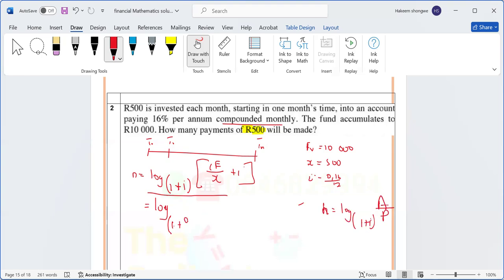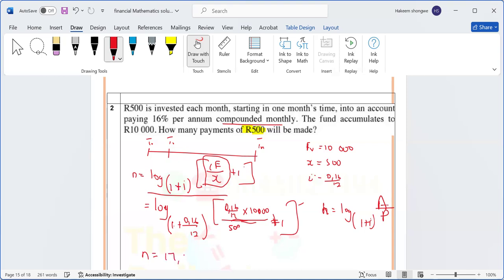So you have 0.16 divided by 12. Open a bigger bracket. We have I, which is 0.16 divided by 12, all over 500, multiplied by 10,000, and then plus 1. The other thing here is I've seen a mistake: how do we type this? I encourage you to type this part on its own, because the plus 1 seems to be a problem for learners. So type this on its own and then put it there. And then what you get as your N?